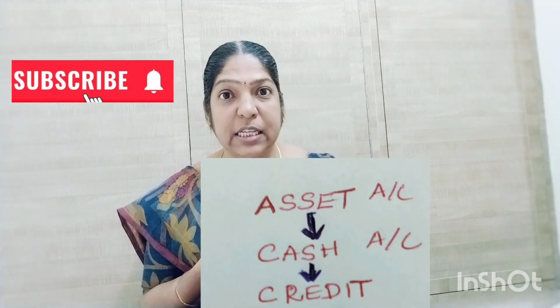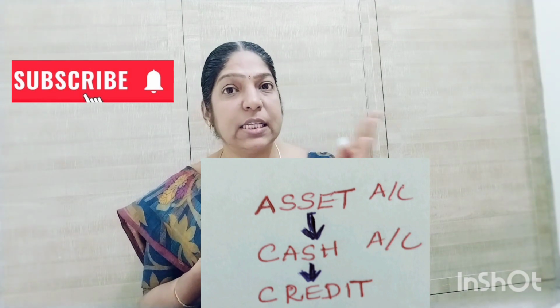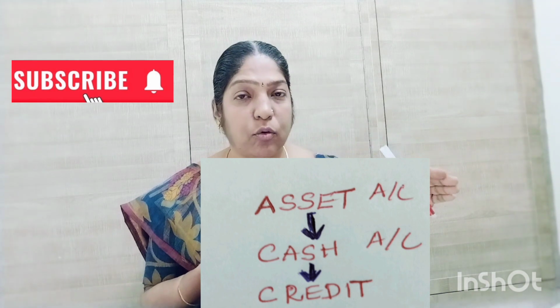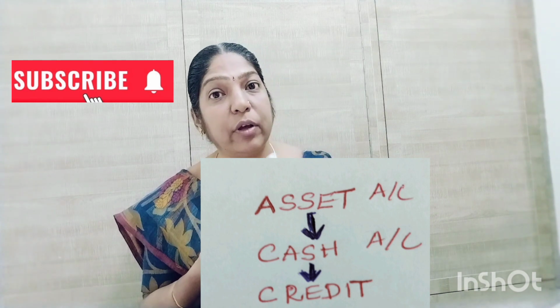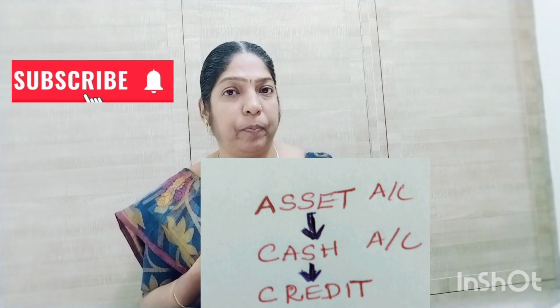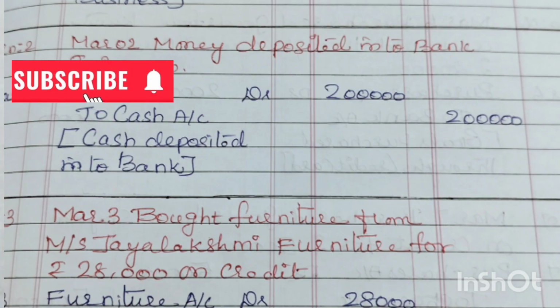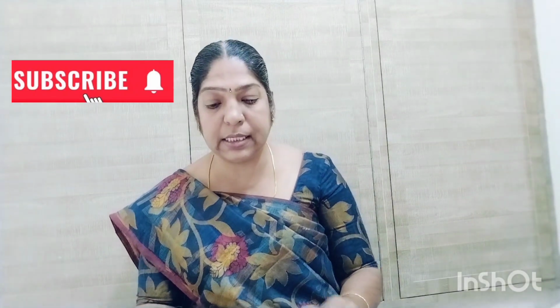Your cash decreases, 2 lakhs rupees of cash decreased. If cash decreases, the asset also decreases, because cash comes under asset account. If an asset account decreases, you have to credit the asset account. That means you have to credit the cash account. So how to pass the journal entry? You have to credit the cash: To cash account 2 lakhs rupees credited. What is the narration? Cash deposited into bank. That's all.